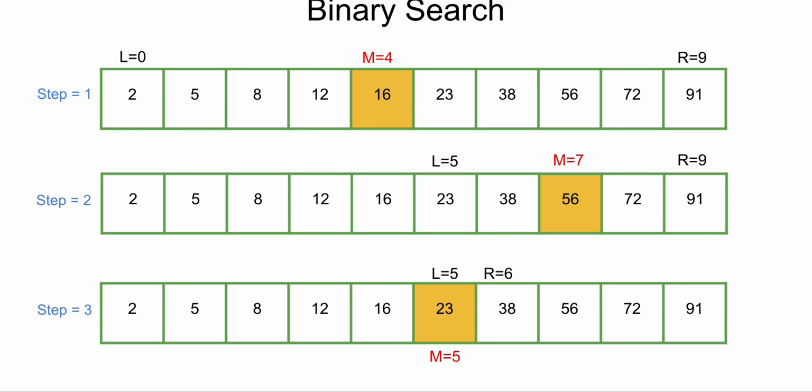In the third step, we have to look at the subarray starting at index 5 and ending at index 6, which is the index of the pivot value from the previous step minus 1. And if we calculate the pivot index for this subarray, it will come down to 5. And the value at index 5 is 23, which is the same as our target value. So we return 5 in this case.